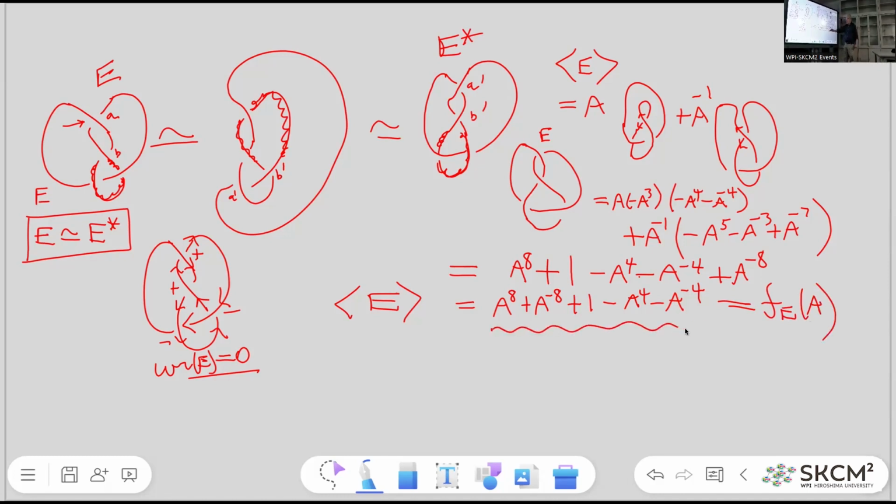And you see that it's symmetrical in the substitution A to A inverse, as it should be, because E is chiral. E is equivalent to its mirror image. The polynomial has to be symmetric in A and A inverse. So it is a relative of the trefoil knot, which is chiral. There's chirality in it in some sense, but by the time you put all that together in the right way, the chirality is gone, and the figure 8 knot ends up being achiral.